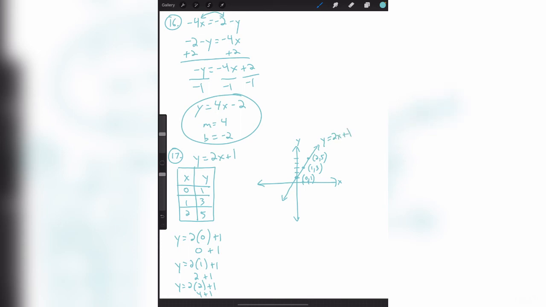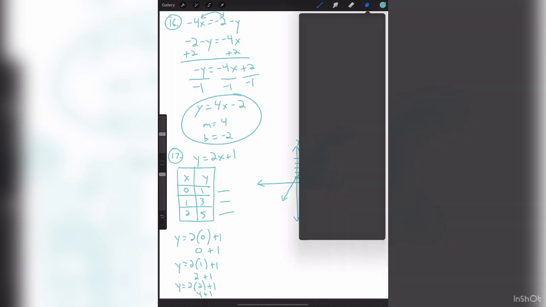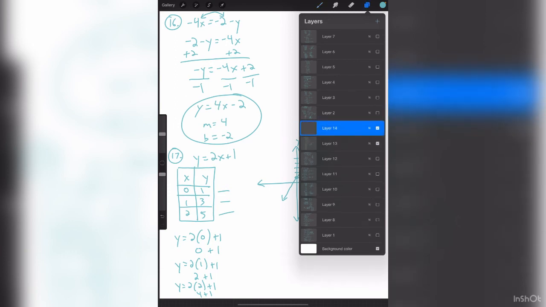All right, so I went through and plotted my 3 points, 0, 1, 1, 3, and 2, 5, and put them on a coordinate plane, and there's my graph. All right, number 18. I'm gonna do something different for number 18. Instead of choosing 3 points, I'm gonna choose 5 points.